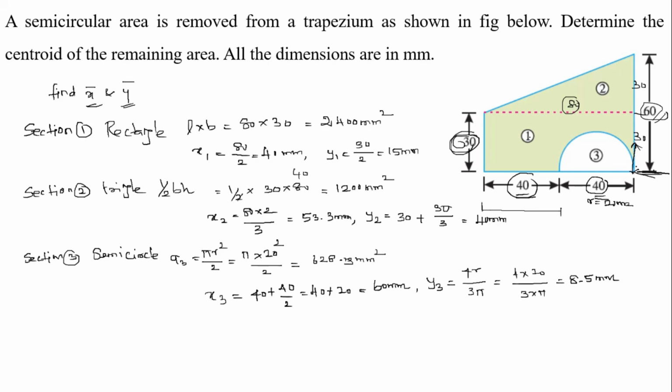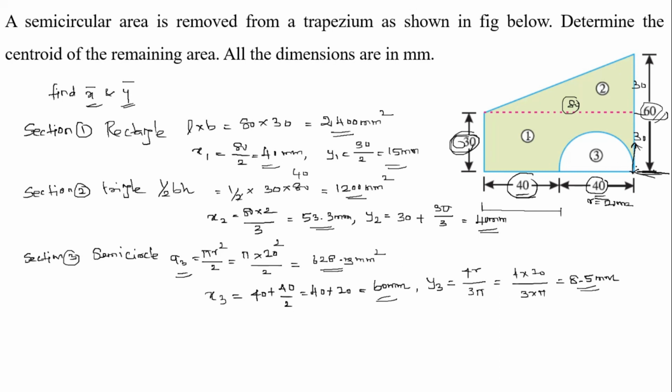Now, we know the area of the rectangle and x1, y1. Now, section 2, triangle: area of triangle 1200 mm squared, x2 equal to 53.3 and y2 equal to 40. Now, A3, the area, is equal to 628.3 mm squared, x3 is equal to 60 mm and y3 is equal to 8.5 mm.